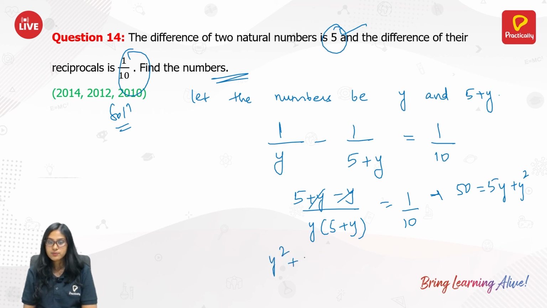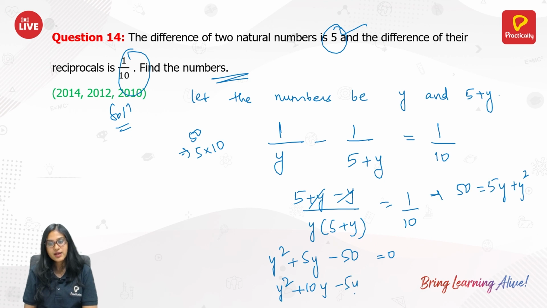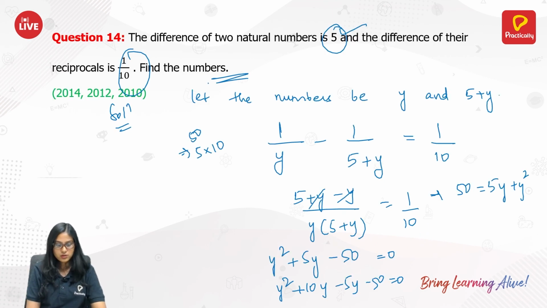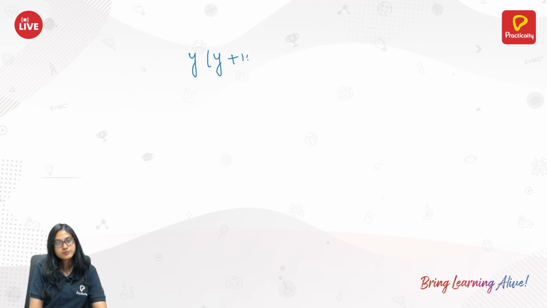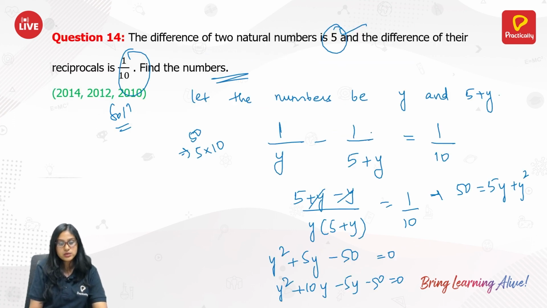So, y square plus 5y minus 50 equals to 0. How can I write 50? Let us see. 50 equals to 5 into 10. Yeah, that's it. So, y square plus 10y minus 5y minus 50 equals to 0. So, y of y plus 10 minus 5 of y plus 10 equals to 0. y minus 5, y plus 10 equals to 0, y equals to 5 or minus 10.